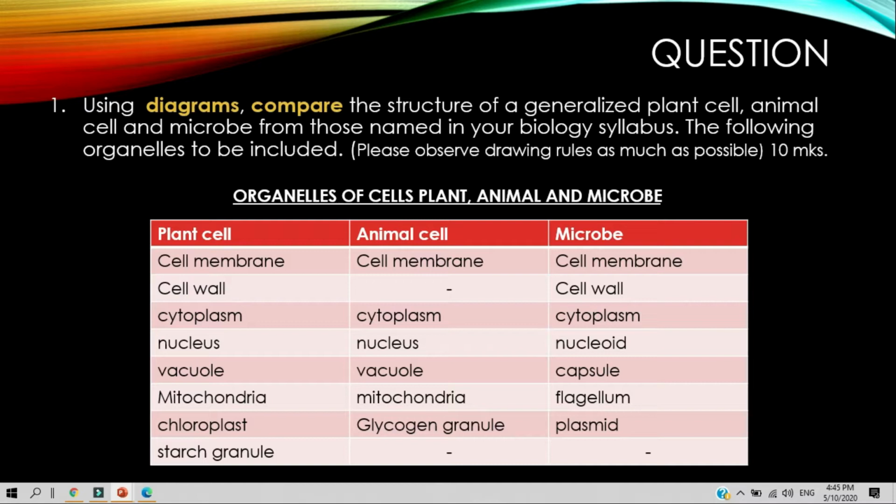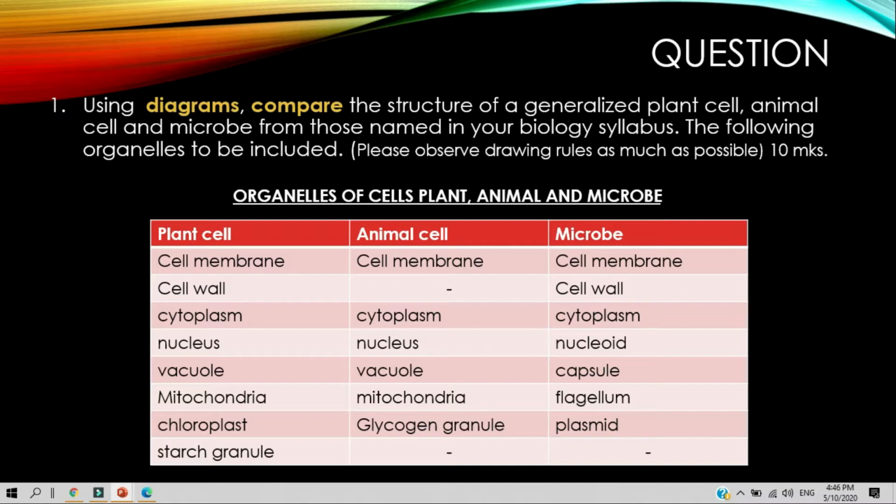Now, what is expected of this question? Let's find out. You are going to be drawing all 3 cells. The generalized plant cell, the generalized animal cell, and that cell that would have fit the description or the organelles as is outlined under microbe. You're going to be drawing all 3. But we are interested today in the structure, the makeup, the structure. We're not really looking at the function as it were here. We are looking at the structure.